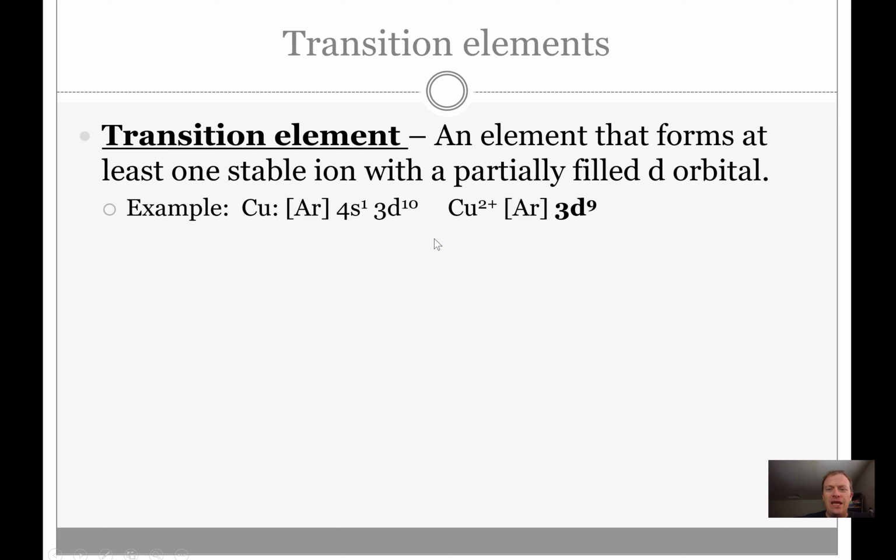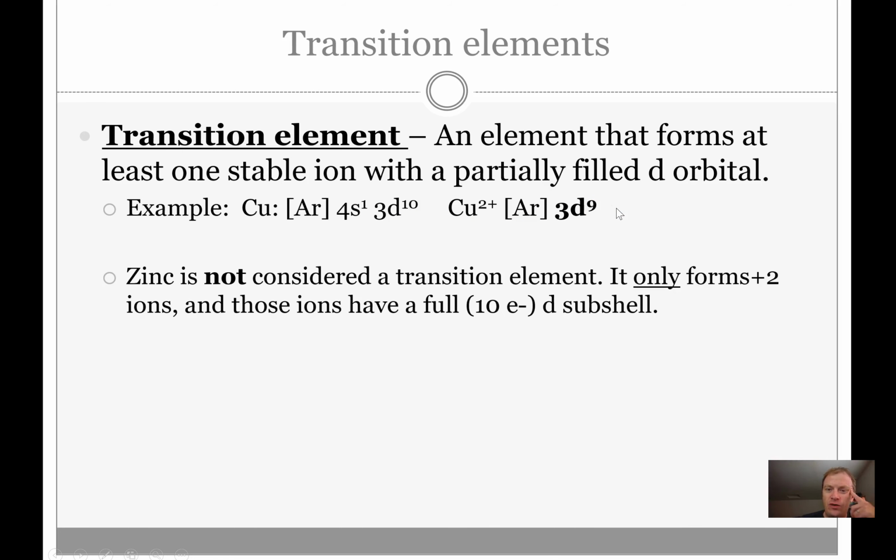A transition element is any element that forms at least one stable ion with a partially filled d orbital. So for example, that's the electron configuration of Cu. The electron configuration of Cu+2 is that. So Cu meets the definition of a transition element because it does form this Cu+2 ion that has a partially filled d orbital. A full d orbital would be 3d10. So the Cu+2 ion has a partially filled d orbital, and that's the definition of a transition element.